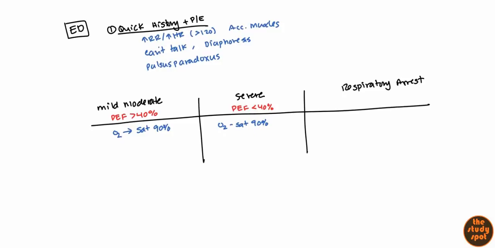Now, say they have less than 40%, you give them oxygen, and you can't get to 90%. Then you're going into respiratory arrest. Immediately you want to intubate the patient and begin mechanical ventilation at 100%, and then admit them to ICU. That is very, very serious and life-threatening, so you need to act right away. Again, those are patients who, when you give them oxygen, can't even get to 90%.